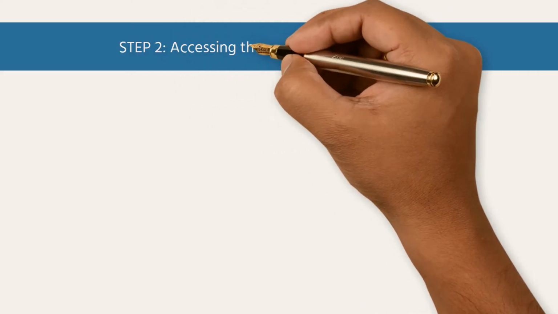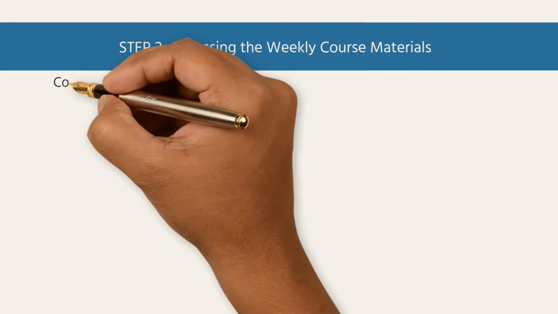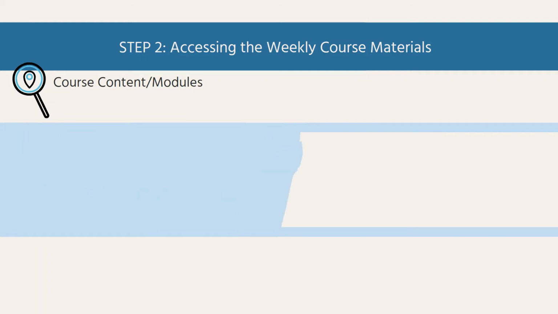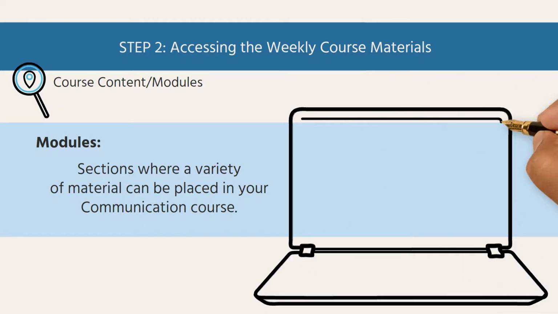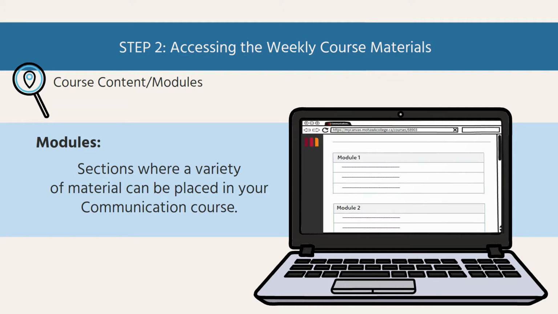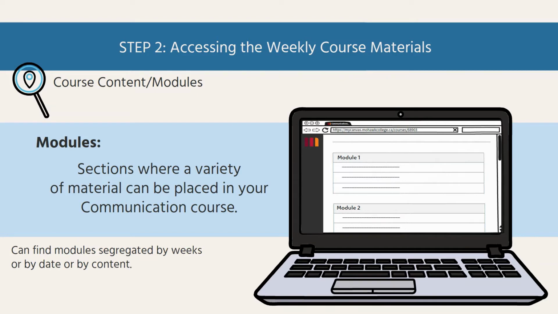Step 2 is to consider how to access the weekly information in your course. Most courses have the content of their material titled either Course Content or Modules on the left side of the home screen. This is likely the same place where you access your learning plan through a welcome message or other introductory links. Modules are sections where a variety of material can be placed in your communication course. Clicking on each module link tends to open up a brand new window that is organized according to the flow of your course. Typically, you can find modules segregated by weeks, or by dates, or by content.